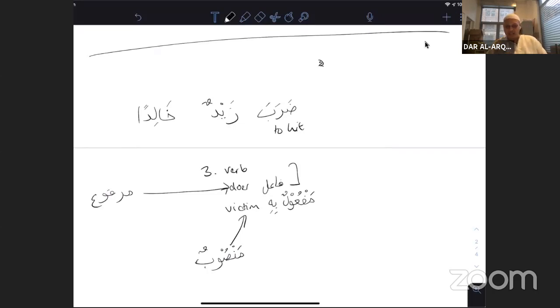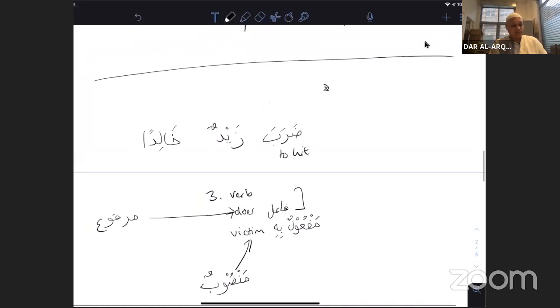That's how we recognize that it's the victim. Now, clearly from the sentence, ضرب زيد خالدا, Zayd is marfu', Khalidan is mansub. Therefore, we know the victim is Khalid, Zayd is a doer. So if daraba means to hit, Zayd hit Khalid.